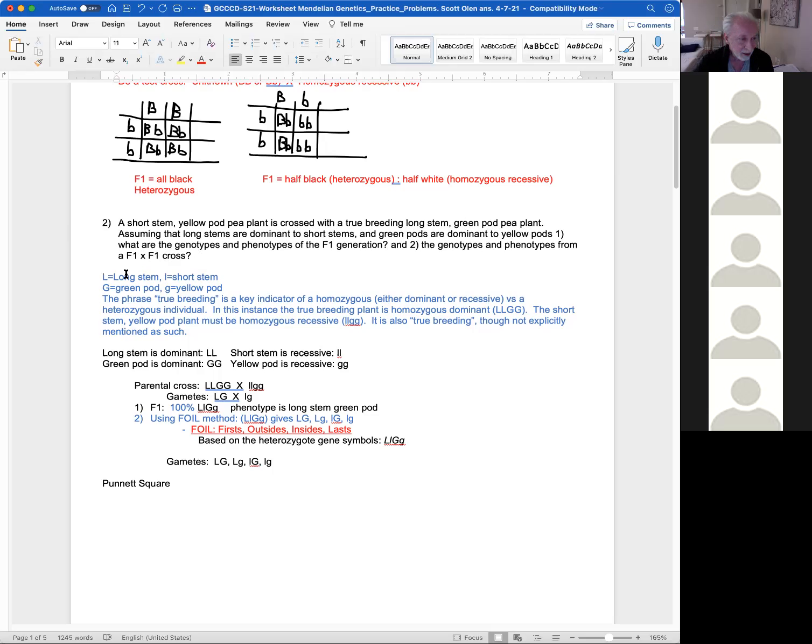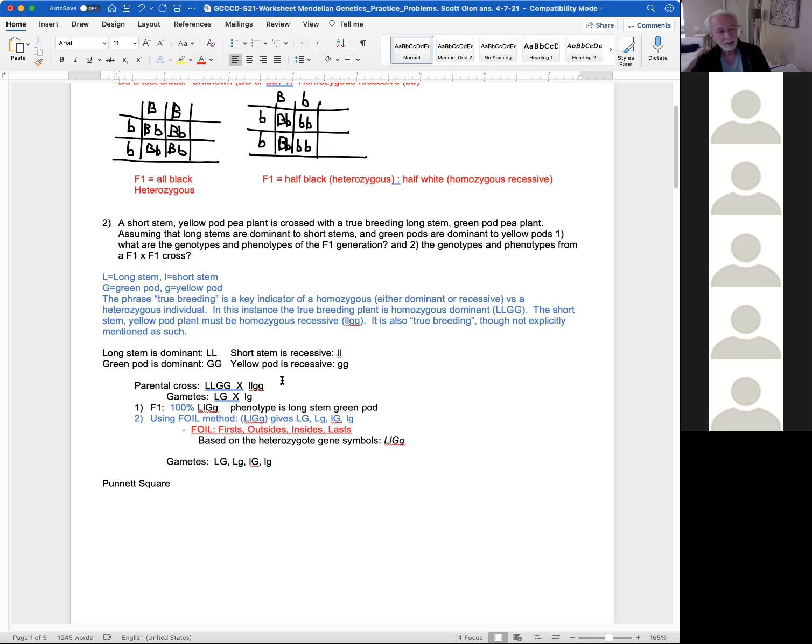Okay, so we can assign big L to long stem because we know that that's dominant. That means that short stem is small case l. We can assign a big G to green pods because we know that green pods are dominant. That means that yellow pods are little g. And so the long stem plant is genotypically big L, big L. The short stem plant is recessive little l, green pod, big G, yellow pod, little g.